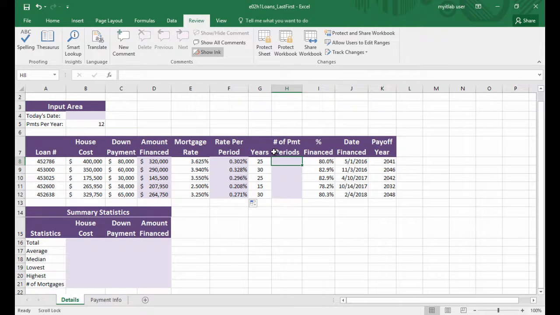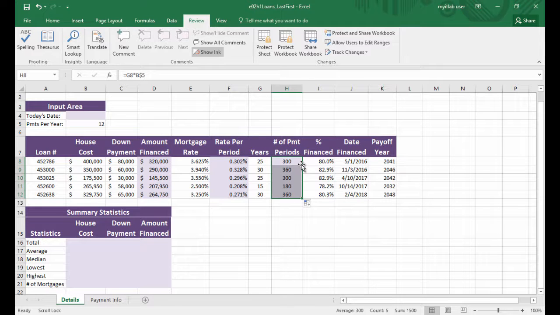The third formula calculates the total number of payment periods for the life of the loan by multiplying the number of years by the payments per year. Pressing F4 twice makes the cell reference mixed, such as B$5. A mixed cell reference includes both a relative and absolute reference. In this case, column B is relative and row 5 is absolute.